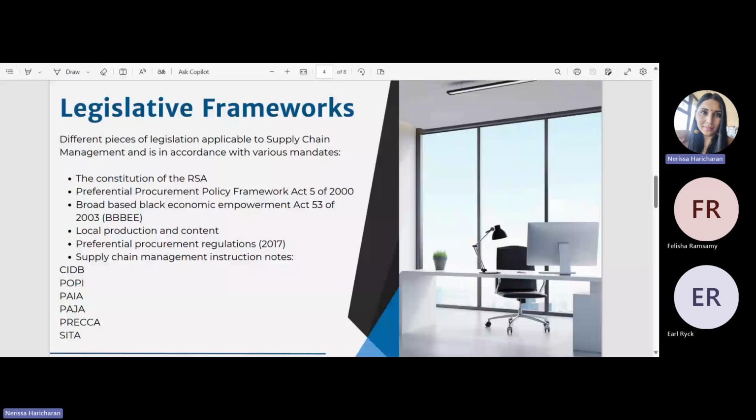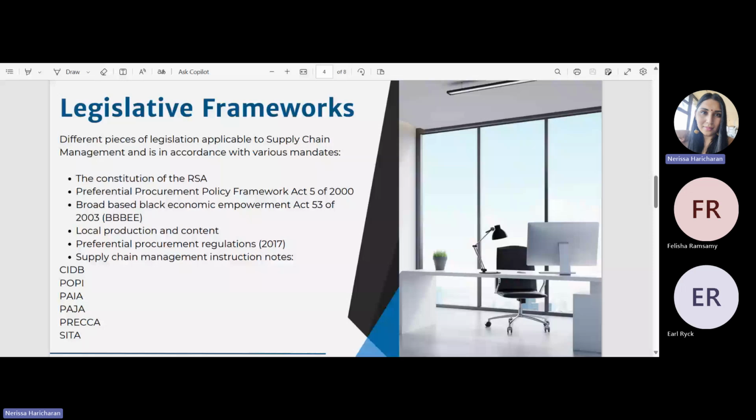Then we have our triple BE, which is broad-based Black economic empowerment. And basically it promotes the participation of previously disadvantaged groups, right? It affects your supply chain through the scorecards that you get as a business. So you obviously have various different gradings and various different scores from a triple BE perspective, and you work on a level. And then there's a lot of other things that come into play.